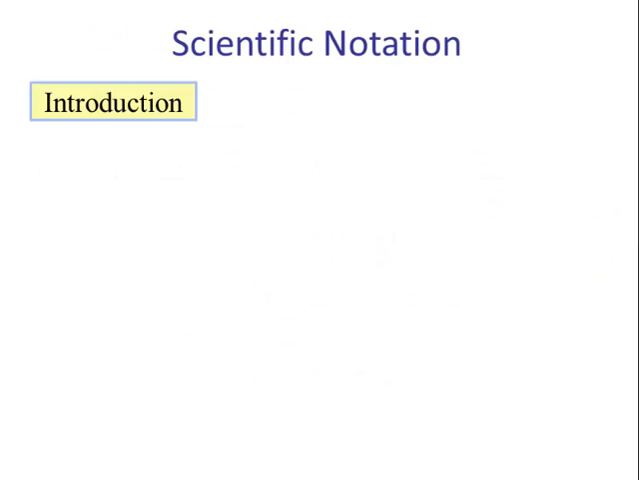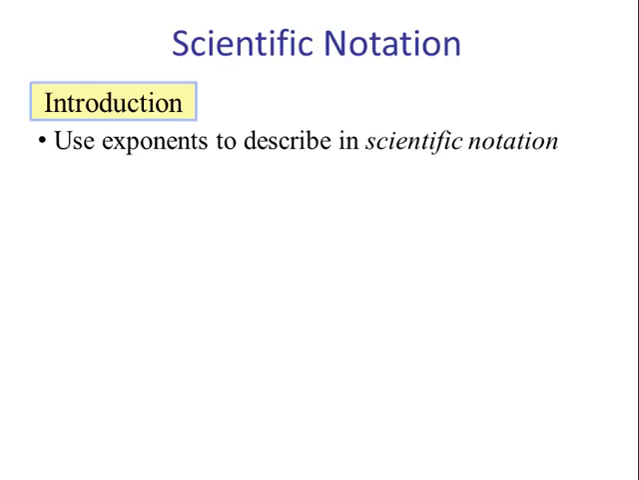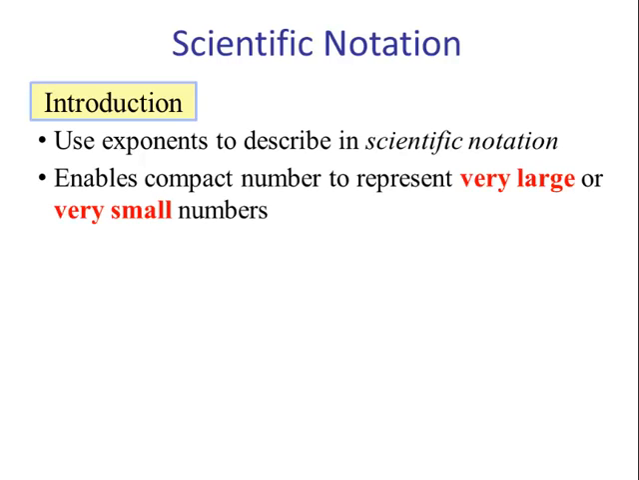Lesson objective: scientific notation. Introduction. Exponents are very useful when we use scientific notation. Scientific notation allows us to represent very large or very small numbers. Scientific notation is used a great deal in science classes like chemistry and physics, where we are talking about a long distance, maybe from the Earth to the Sun, or very small numbers like the length of an atom.